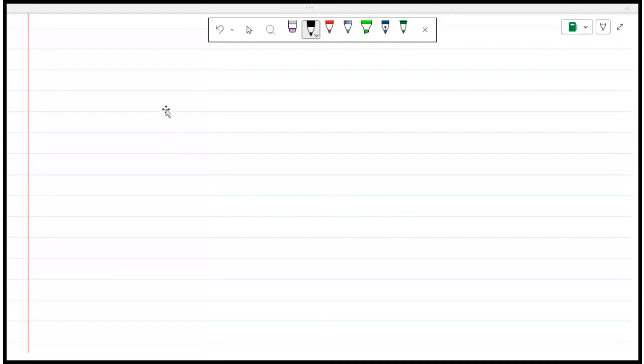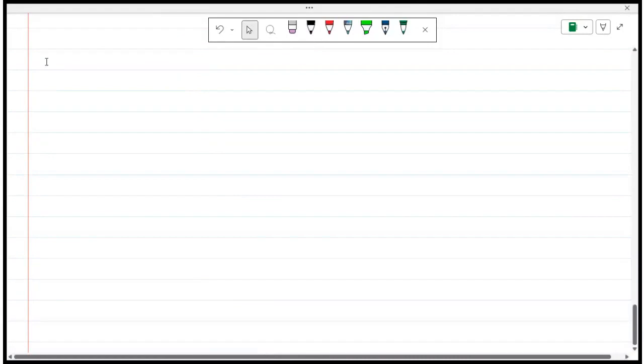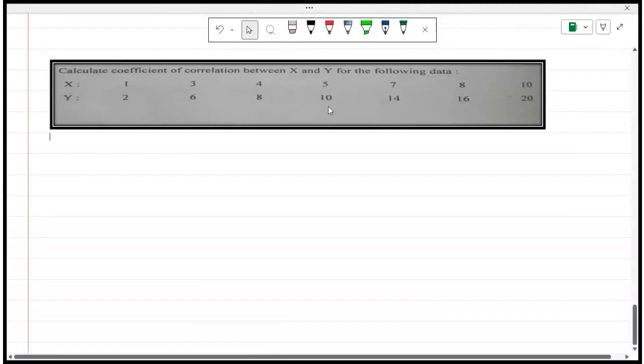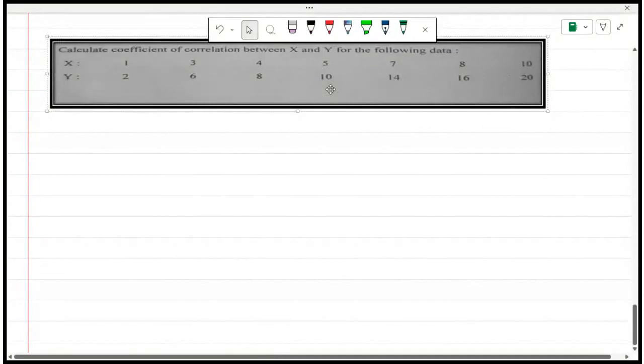This easy problem will become difficult for some students. The reason is if they apply the UV method, they will see what happens in this question. So calculate the correlation between X and Y for the following data. All students, try this question in your notebook, and let us match our answer.